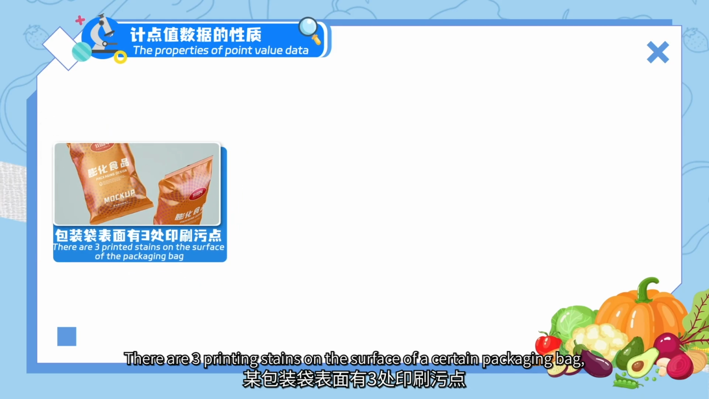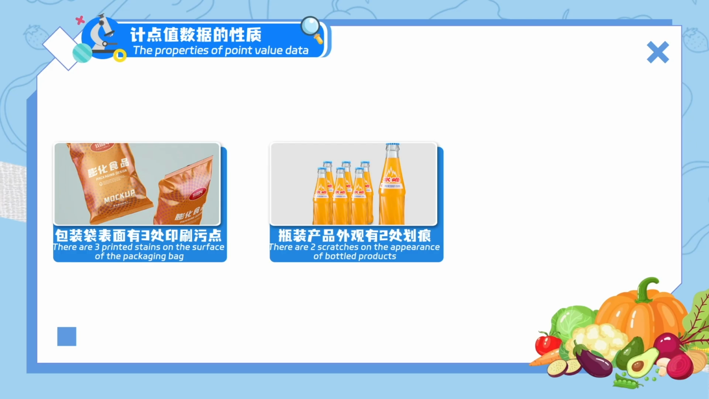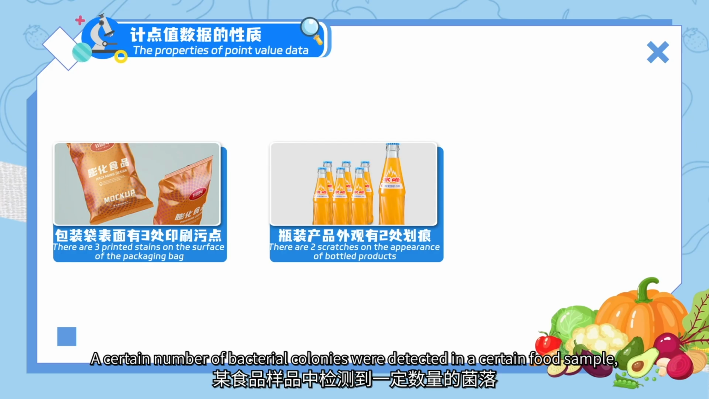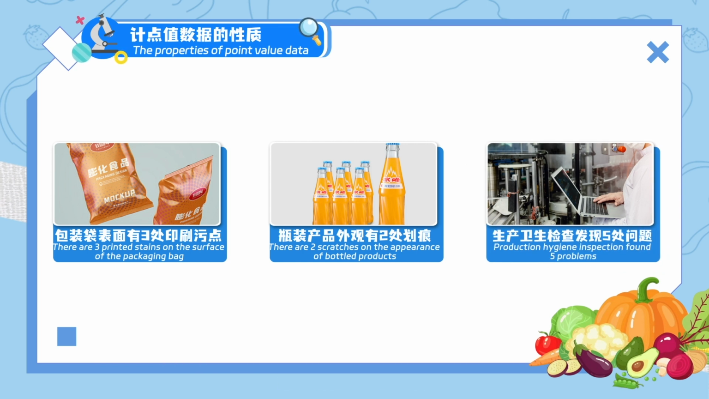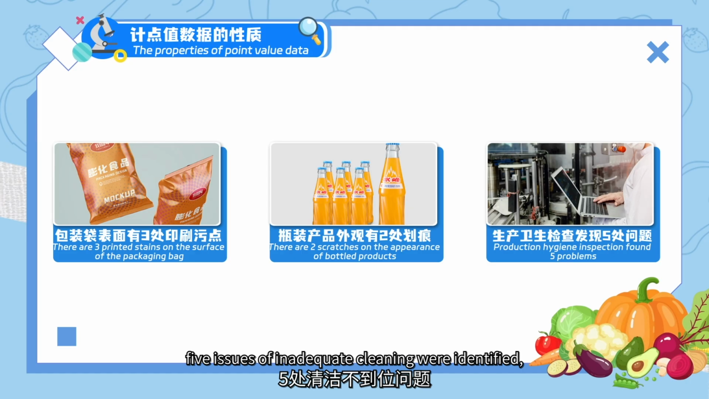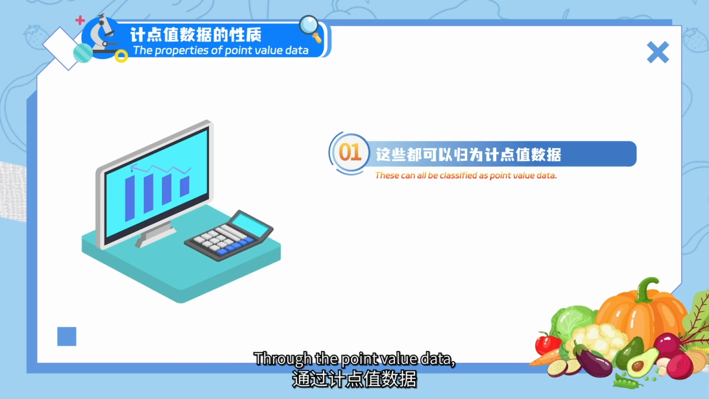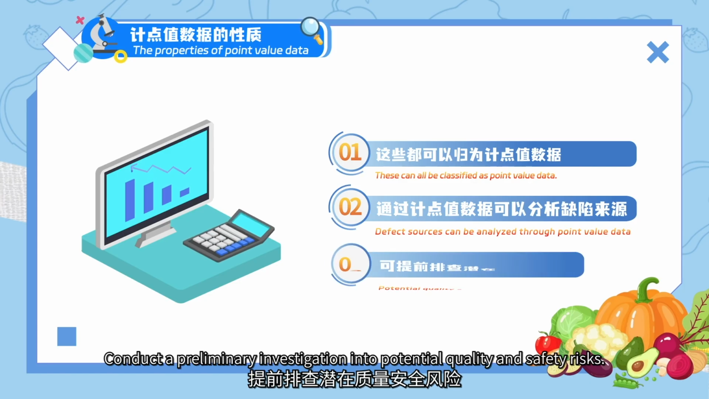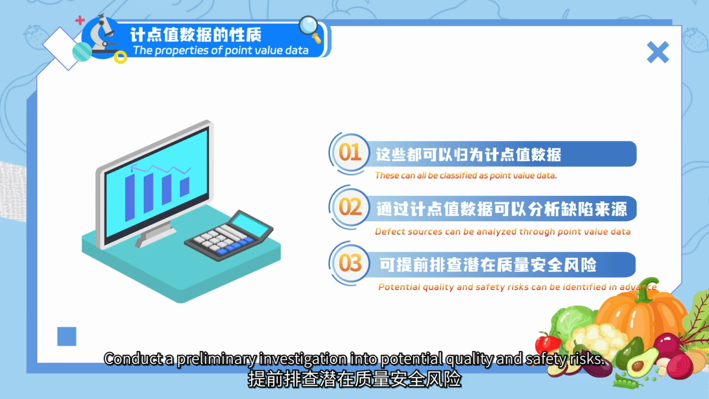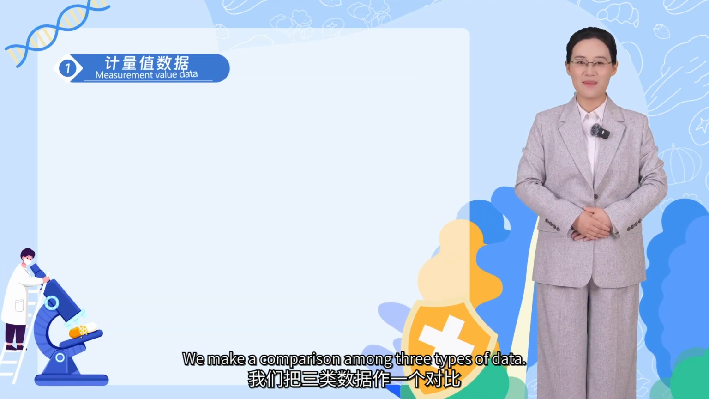For example, there are 3 printing stains on the surface of a certain packaging bag. There are 2 scratches on the appearance of a certain bottled product. A certain number of bacterial colonies were detected in a certain food sample. During a hygiene inspection of a certain production area, 5 issues of inadequate cleaning were identified. All of these can be classified as point value data. Through the point value data, the enterprise can analyze the source of defects and conduct a preliminary investigation into potential quality and safety risks. Next, we make a comparison among 3 types of data.